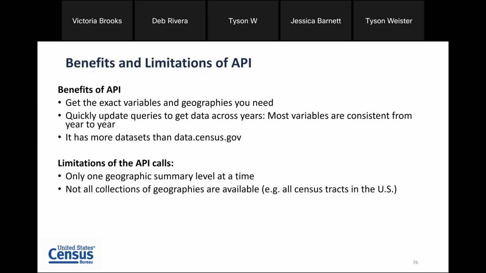Limitations: you can only request data for one geographic summary level at a time. If you want data for California and all counties in California, that's 2 separate API calls. Not all collections of geographies are available. For instance, all census tracts in the US.